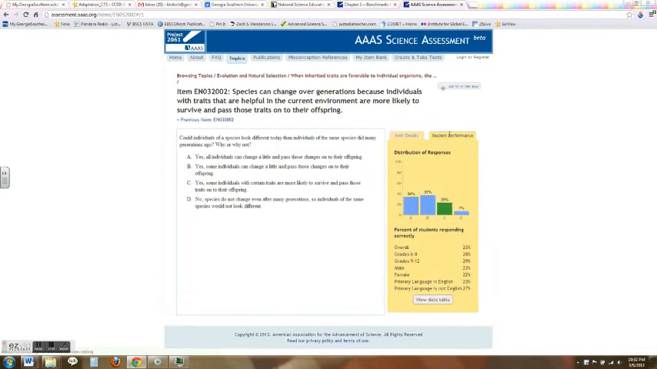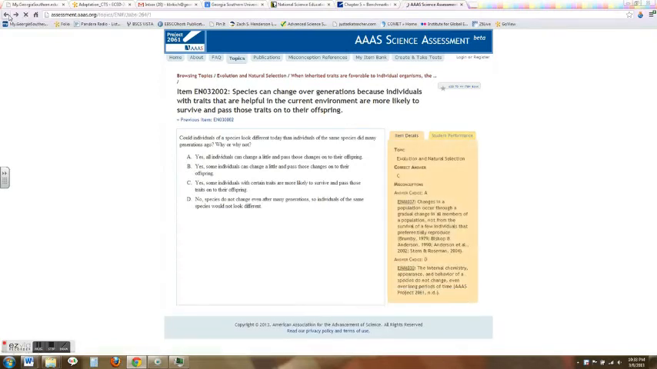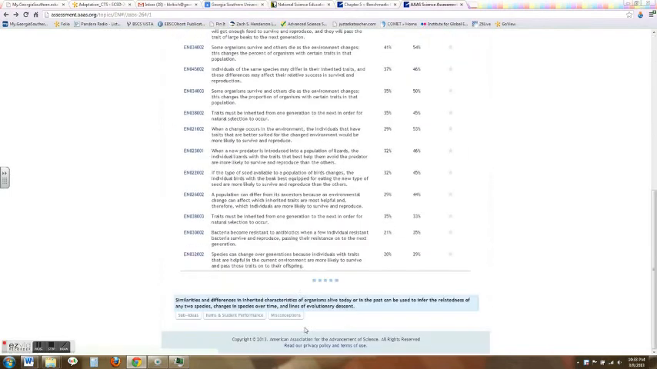But the most common answer was B. These are similar responses, but specifically designed to see if they understood that those changes just get passed on, or they get passed on because certain traits are more likely to survive. And when we look at how students answered, the majority picked B, then A, then C. And so this lets us know that this is a concept that is problematic for middle grade students.